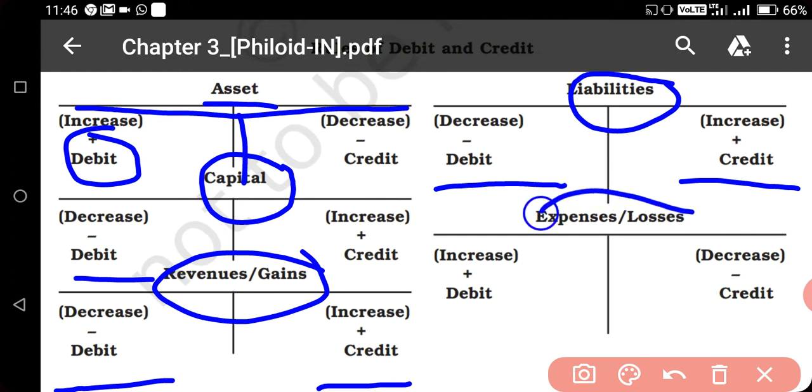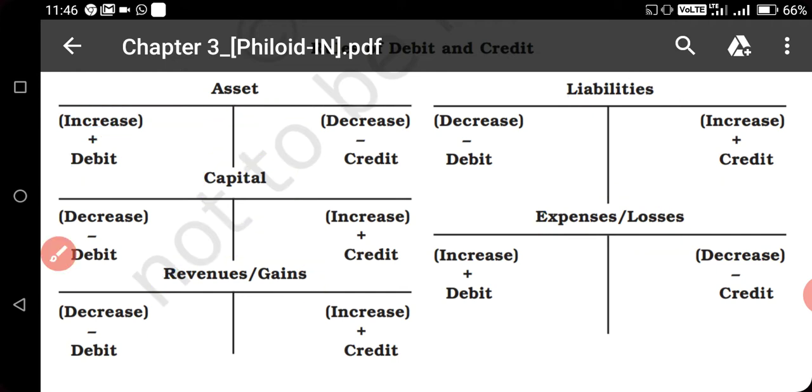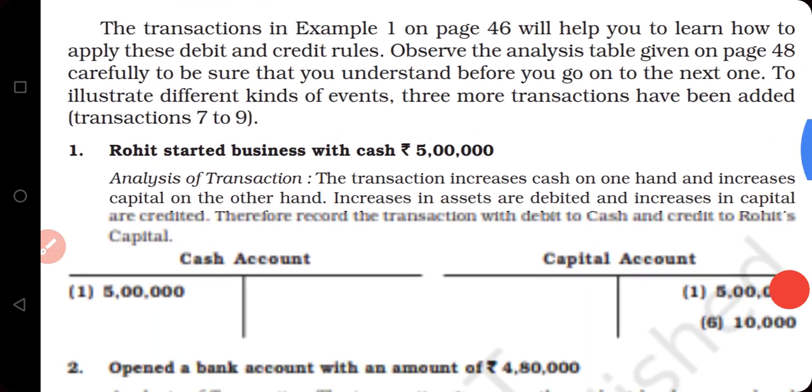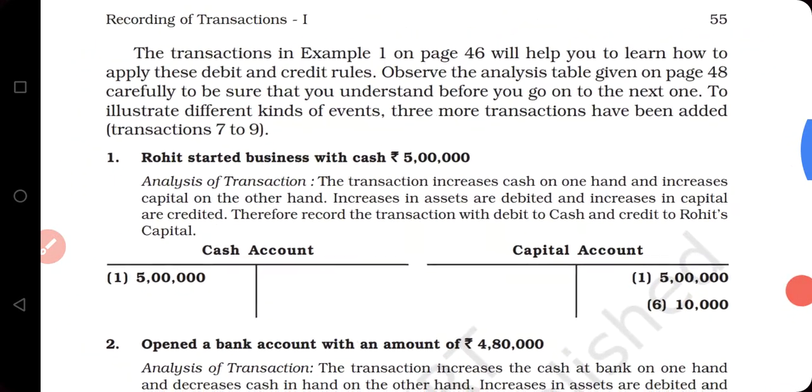Next are expenses and losses, always showing the debit balance. If your loss is increasing, your expenditure is increasing, your debit balance will be improved, and vice versa in the credit balance. Now we will move to the next transaction.